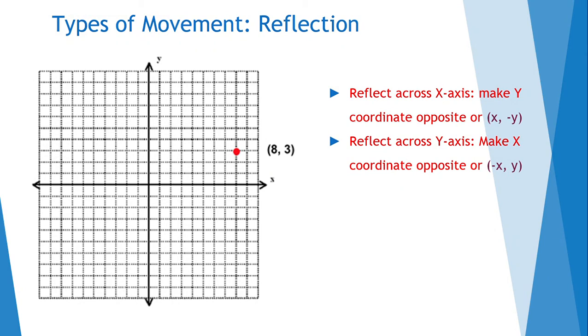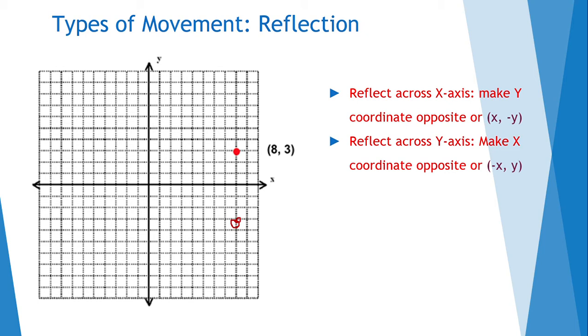The third type of movement is a reflection. There's only two ways to reflect, across the x-axis and across the y-axis. To reflect across the x-axis, we're going to make our y-coordinate the opposite sign, negative if the original is positive and vice versa. Or we can use this formula, (x, -y). So in this example, my new point would be (8, -3), which makes visual sense.